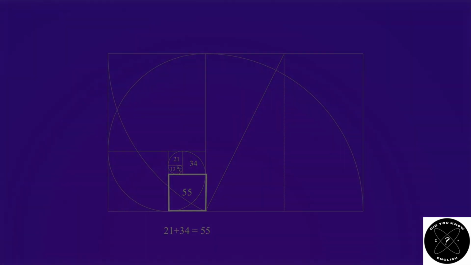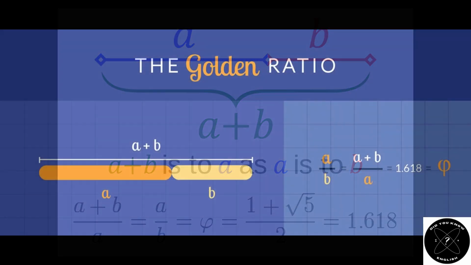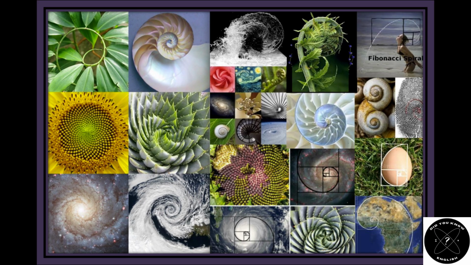But what's even more fascinating is that when you divide one number in the sequence by the number before it, you get a ratio that approaches 1.618, known as the golden ratio. This ratio is often associated with beauty, balance, and harmony.